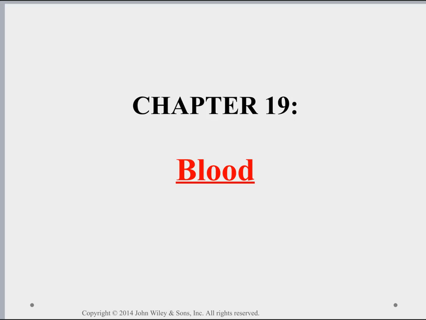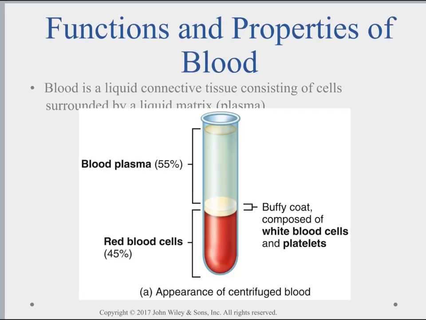Chapter 19, Blood. As we start our discussion on blood, we're going to examine the functions and properties of blood. Before we get too crazy with some details, I want to alleviate any misconceptions about blood or fallacies that we've been told in middle school, high school, or even college, which is, one, the color of blood. In the past, a lot of people have said that blood is red when oxygenated and blue when deoxygenated. This is unanimously and overwhelmingly false.